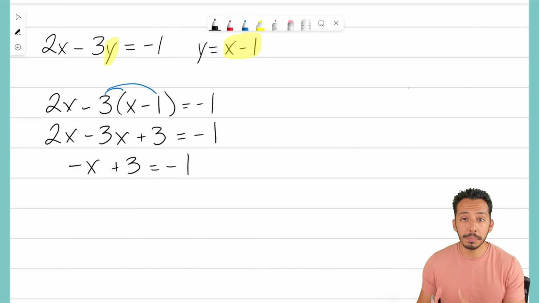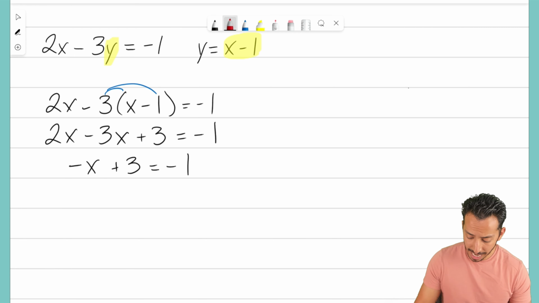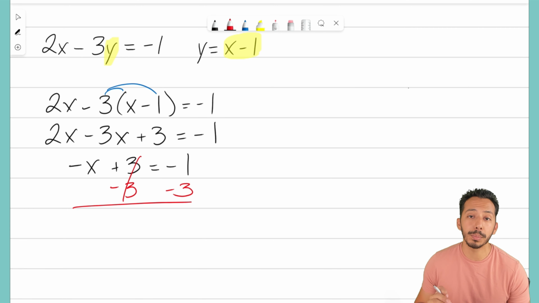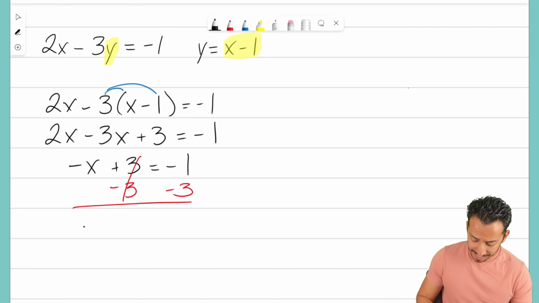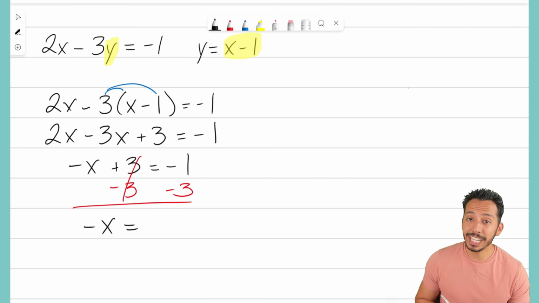Now, I want to get my x variable by itself. I notice that there's a +3 next to it. Well, we want to move that over to the right side by subtracting 3 on both sides. Because look what just happened. That constant 3 zeroed out. On the left side, I just have -x. It equals -1, take away 3 more.